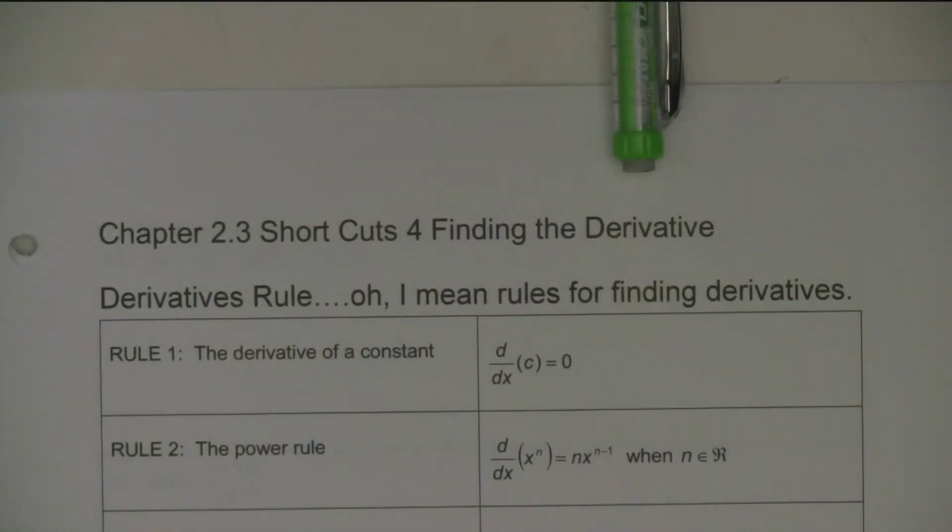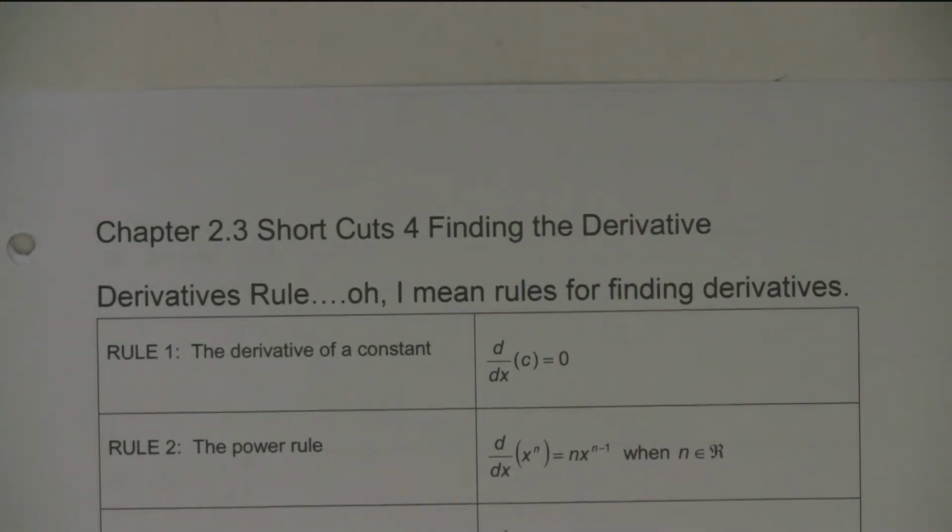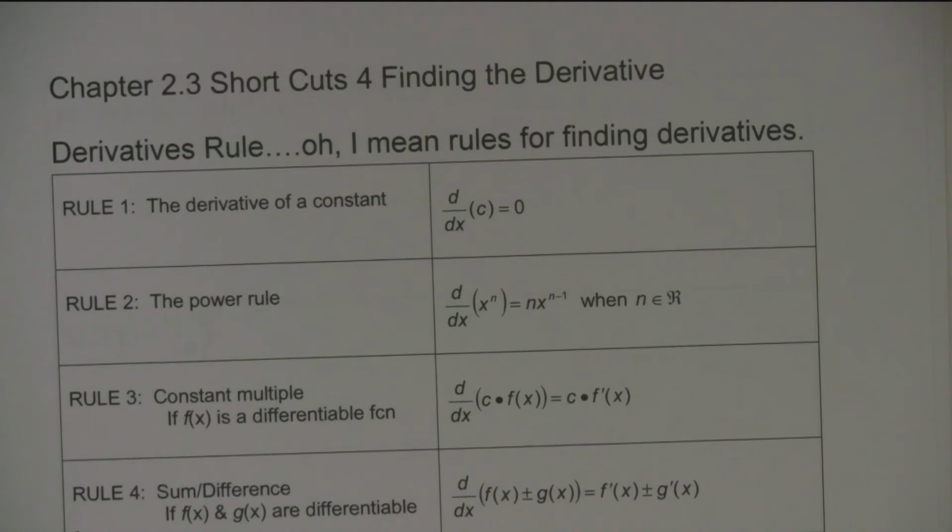Okay, the shortcut rules for derivatives, section 2.3. So here we go. Let's see here. It's this button. I always forget. And so these are the shortcut rules that they give you for finding the derivative.